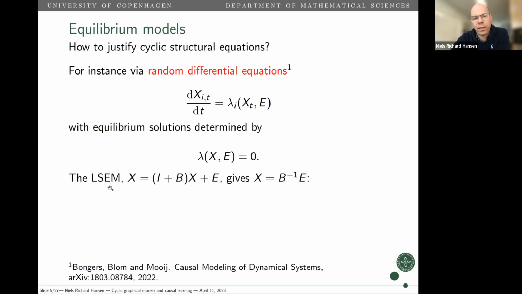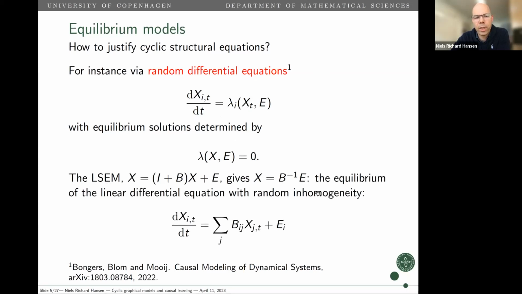Again, if we look at the linear structural equation model, we have a solution X, which is B inverse times E, and this can be interpreted as the equilibrium of the linear differential equation with a random inhomogeneity. The coordinates of this linear differential equation look like this, and there are certain inhomogeneities. If these are all 0, then it's a homogeneous linear differential equation, and these inhomogeneities will then determine the equilibrium point. We can regard these as random, and then we get a random equilibrium point depending on E. So that's one way of justifying these equilibrium models.